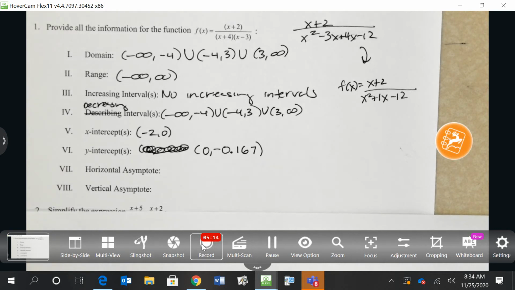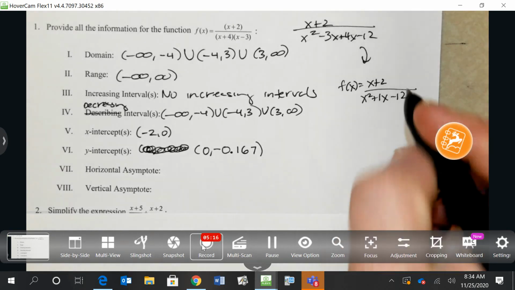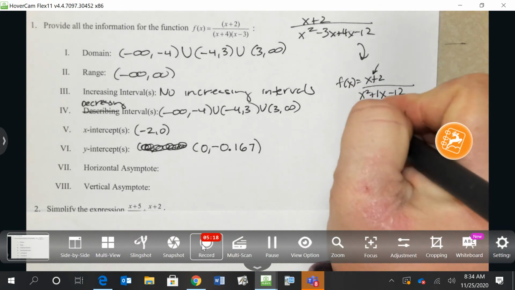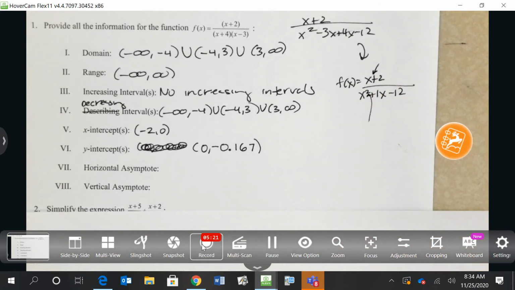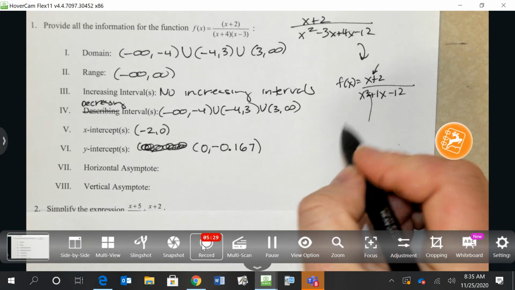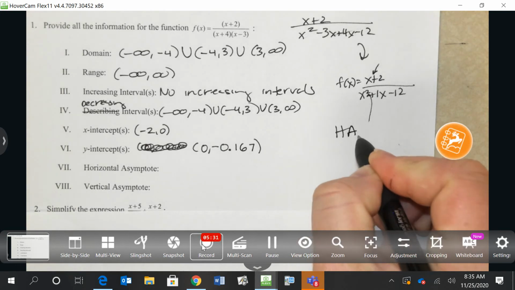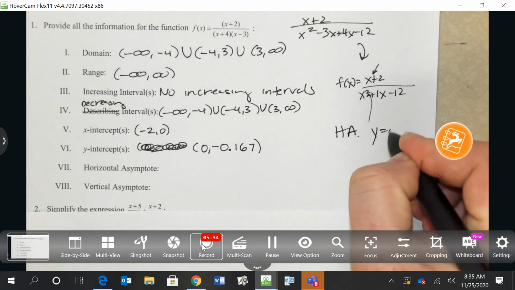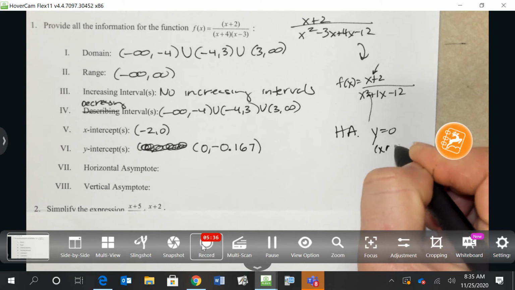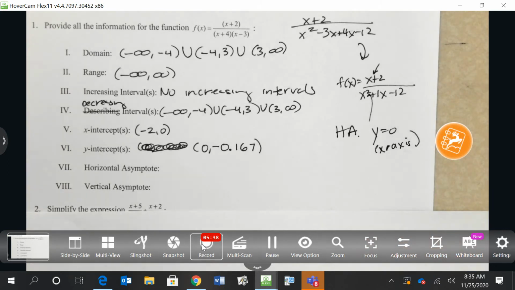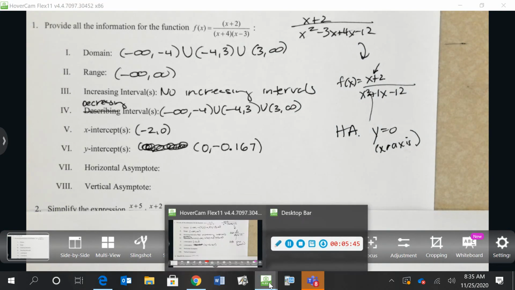Degree means what is the highest exponent on the variable. So the exponent on top is a 1 and the exponent on the bottom is a 2. Whenever the exponent or the degree on top is smaller than the degree on the bottom, we say there is a horizontal asymptote of y equals 0. And that's the same thing as the x-axis. And really that's true of both the far ends. So as you think of the end behavior, you go to the far left and the far right, you'll see that it approaches that.